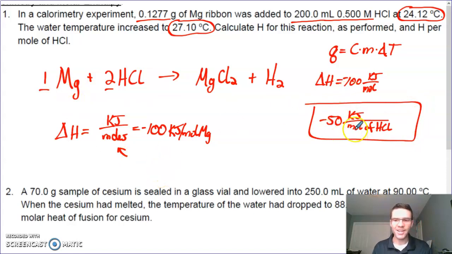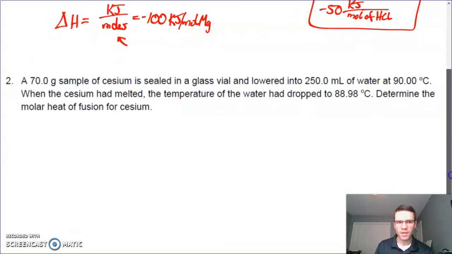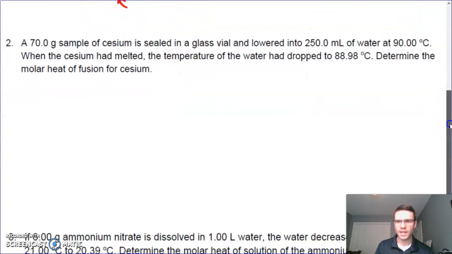Don't write this answer down. This is not your answer, but that's the process here. So identify what the limiting reactant is. If the limiting reactant is HCl, then you're done because you'll get how many kilojoules per mole of HCl. If it's not HCl, you need to consider this 1:2 ratio just like we did here to get per mole of HCl. Your other problems, number 2 and number 3, are just like that.